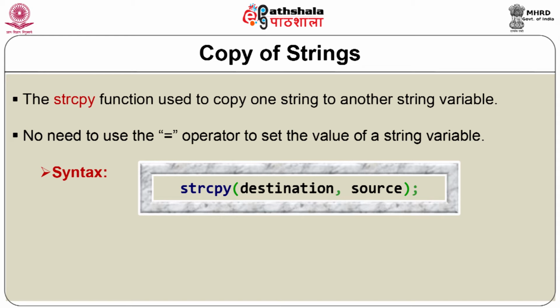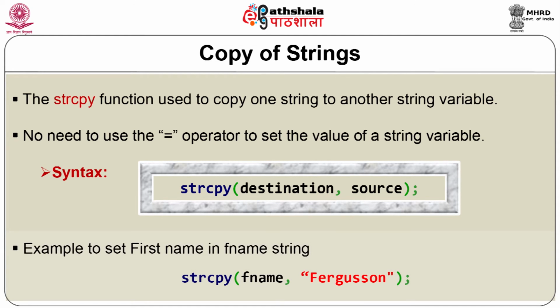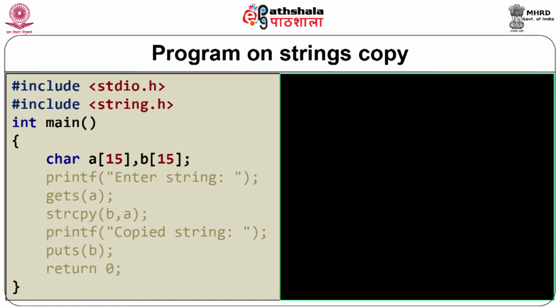As we saw in the example to set the first name in the fname string on the previous slide, you can see how we use the string copy command in the program: strcpy(fname, Ferguson). So this string I would like to copy into fname. Let us see a simple program which will elaborate how to copy a string from source to destination. In this program I am considering two different strings, A and B.